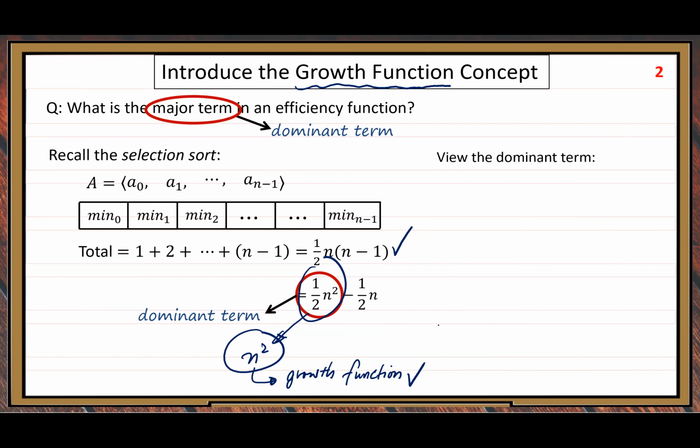Next, I want to convince you that when we ignore the minor terms, it's not a big deal. Our approximation is still good. After we throw away those minor terms, our approximation is still good. Now I want to convince you of this point. So I'd like to do some calculation here.